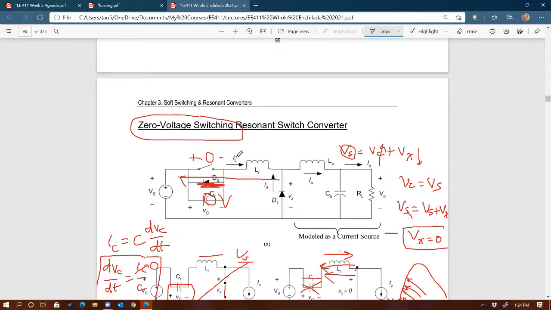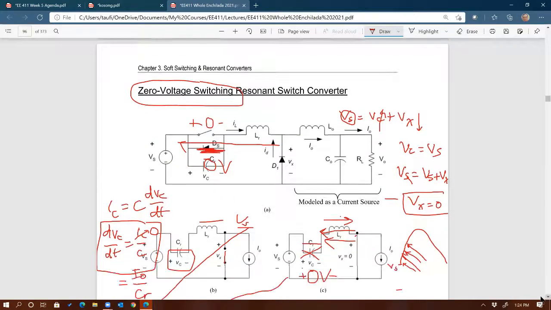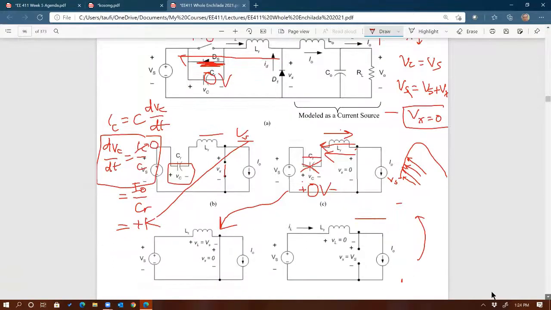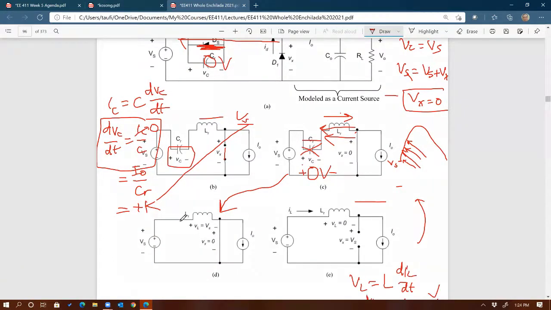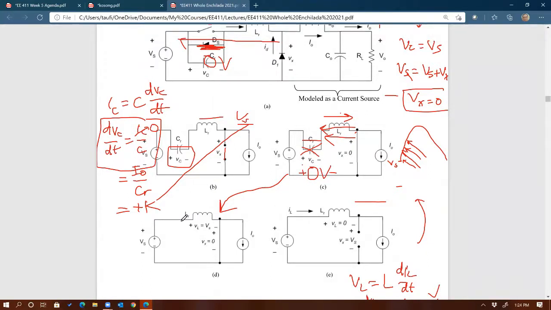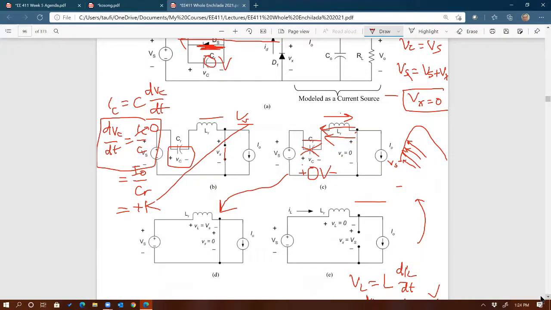So now we have 0 voltage across the switch. The switch is still off, but its voltage is 0. So why not take advantage by turning on that switch, right? As soon as the diode is conducting, that's a perfect timing for us to turn the switch on at 0 voltage. Okay, is that clear? The statement that I just made.